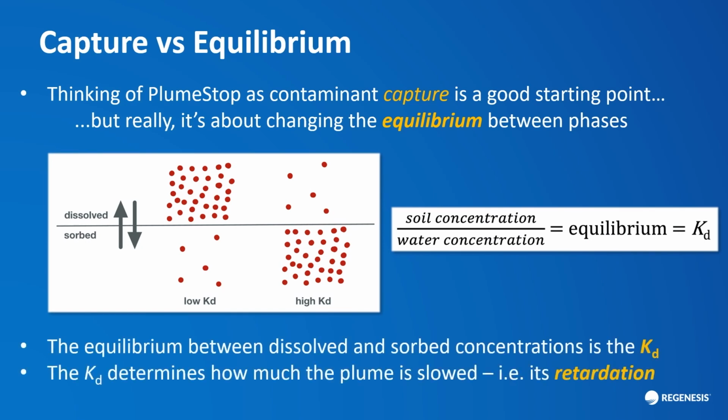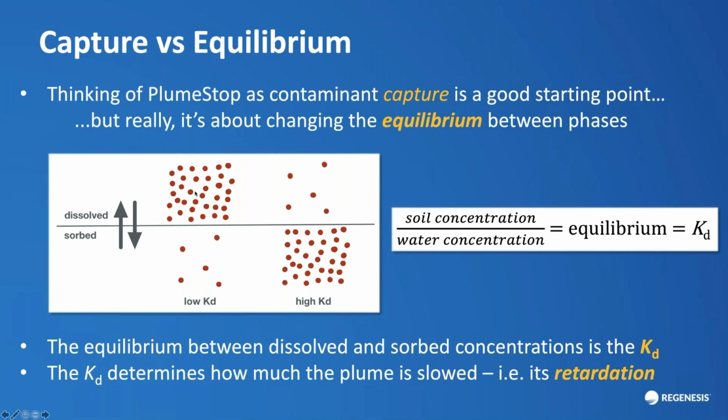So in the image that we can see here, this is a schematic looking at dissolved phase contaminants in groundwater and sorbed phase contaminants on the soil. And the image on the left has what we would call a low KD. A KD is the equilibrium of soil concentration divided by water concentration. When the system is in balance and the rate of mass desorbing is the same as the mass sorbing, or in equilibrium, then the ratio of the concentrations we see in soil and groundwater is the KD. So we divide the soil concentration by the water concentration.